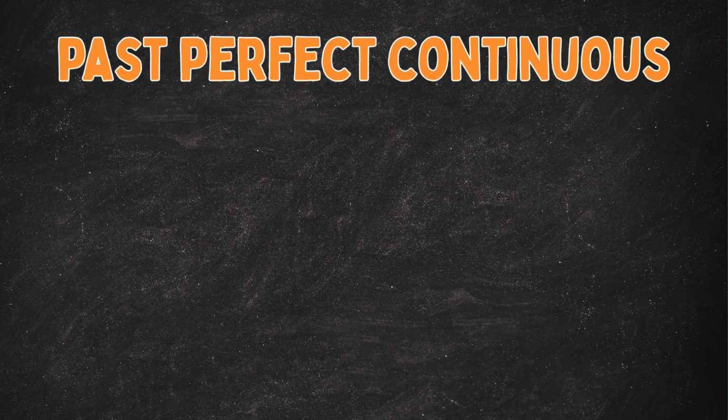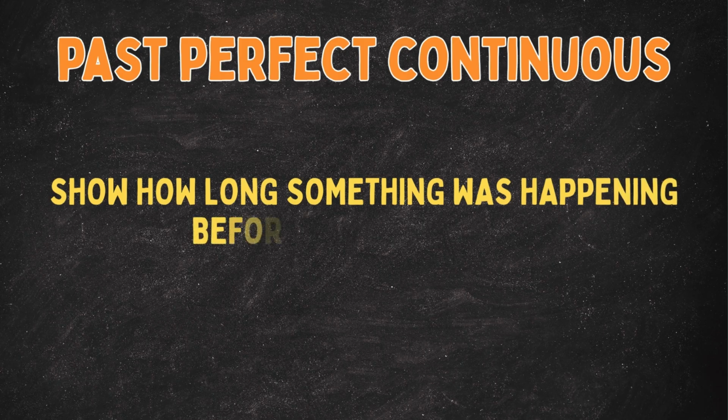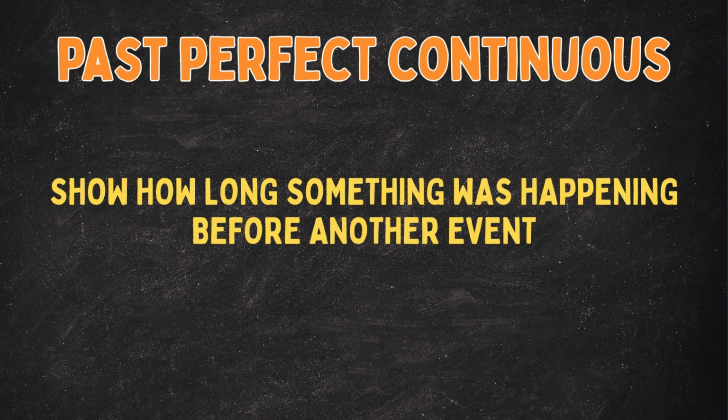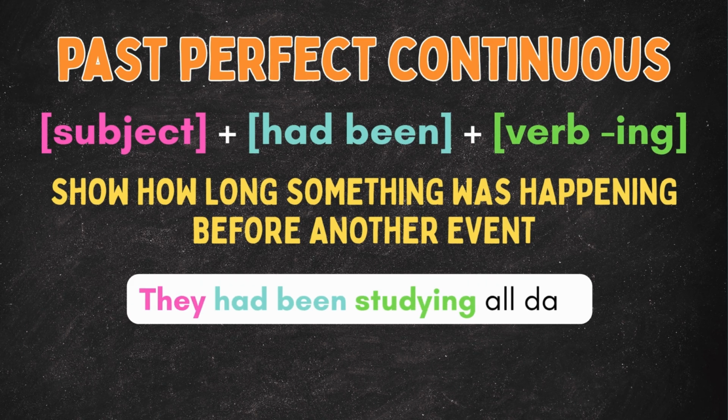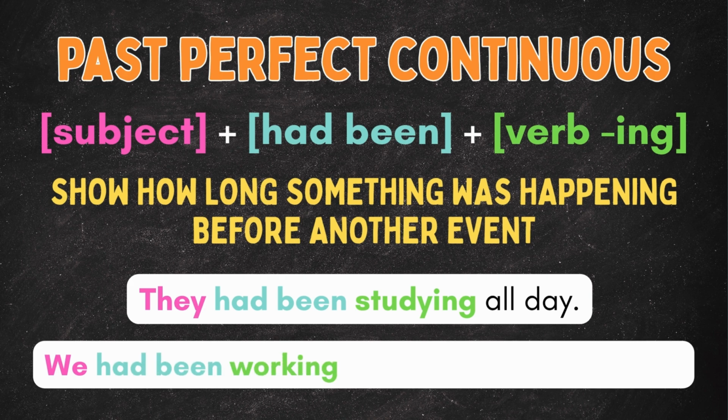Past perfect continuous. The past perfect continuous is used to show how long something was happening before another past event. The sentence structure is subject plus had been plus verb with ing. They had been studying all day. We had been working for hours before the break.